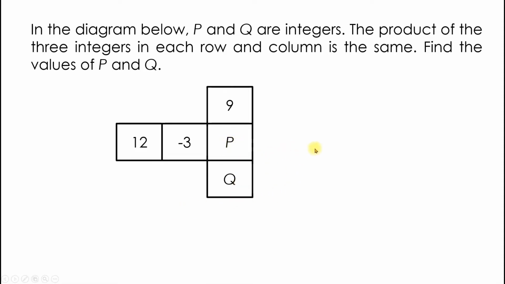So there are a few keywords that you have to know for this question. Number one is the word product. So product basically means the value or the answer that you get if you multiply two or more numbers together. Okay. And then you also want to identify a row. So this is the row of numbers. So we have 12, -3 and P. So if I multiply these three numbers together, that would result in a product.